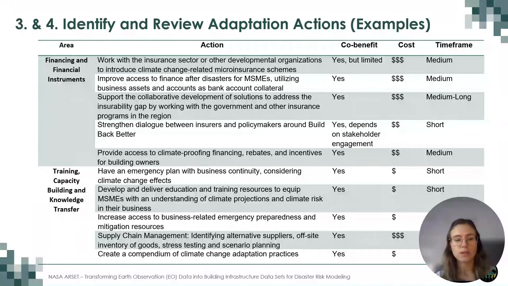Then when we talk about training, capacity building, and knowledge transfer, we, for example, can develop and deliver education and training resources. We can increase access to business-related emergency preparedness and mitigation resources. This will be important, for example, for the commercial sector. We talked about supply chain, so supply chain management is also an area very important that can emerge depending on the vulnerabilities that we find in our analysis. So identifying, for example, alternative suppliers, having an off-site inventory of goods, and having also scenario planning. And something that can be helpful is creating a compendium of climate change adaptation practices.